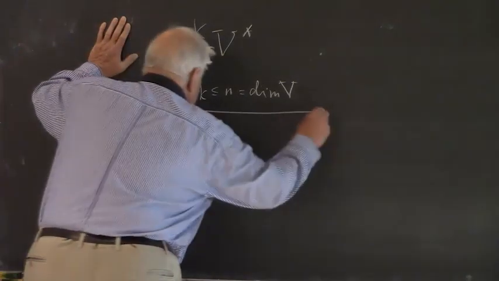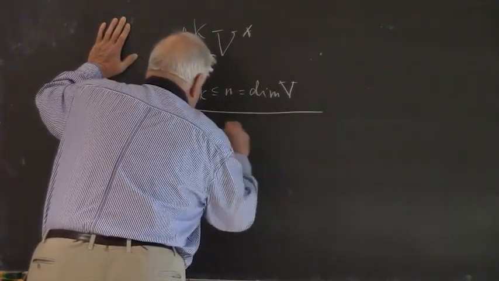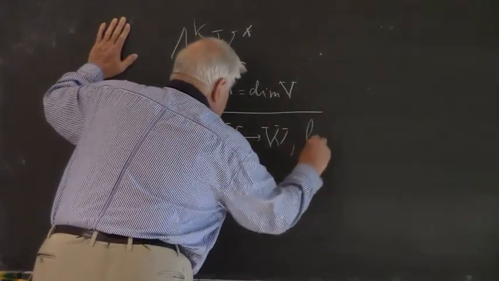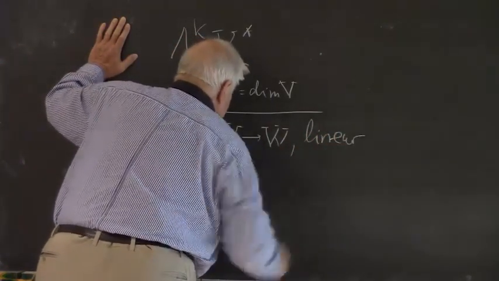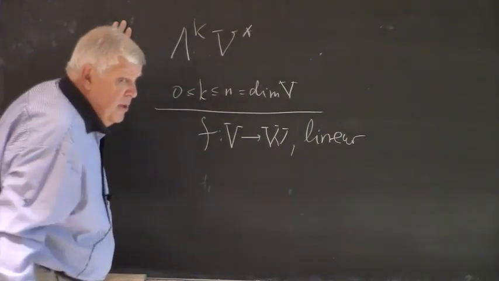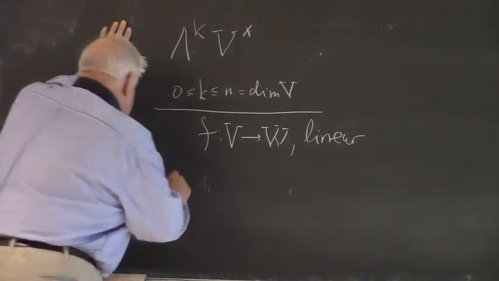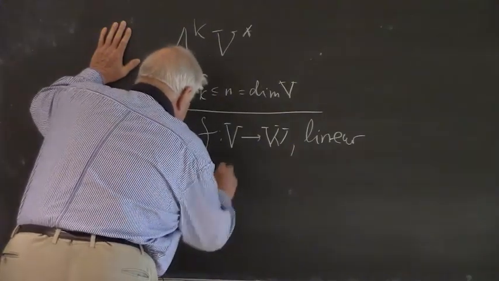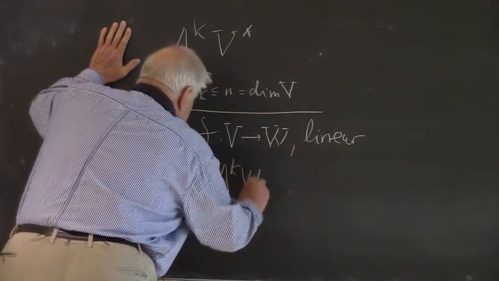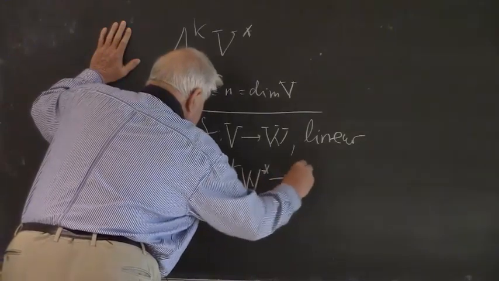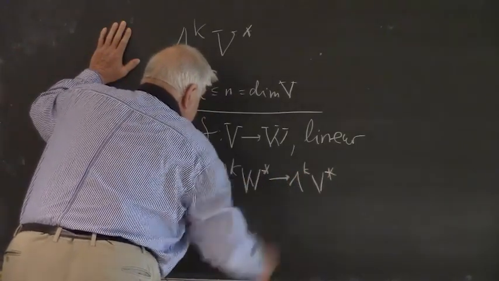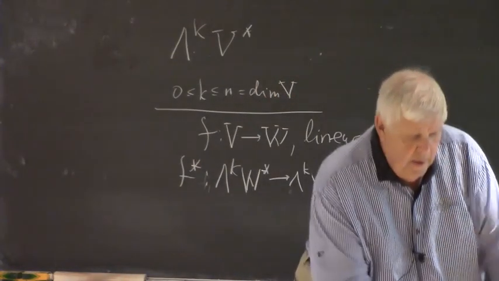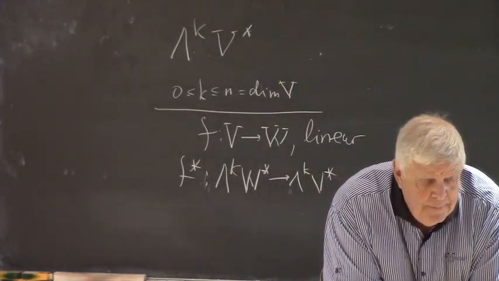Now I want to say another thing. If you have a linear map f of V into W, the dimensions may be different, then there arises a map which we denote as f upper star, from lambda k W star into lambda k V star, in the obvious way. Simply we apply our map f to the arguments.